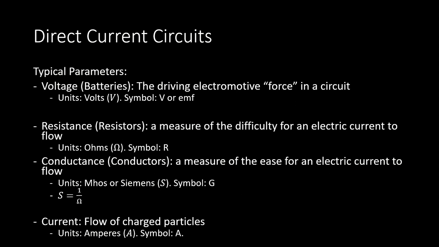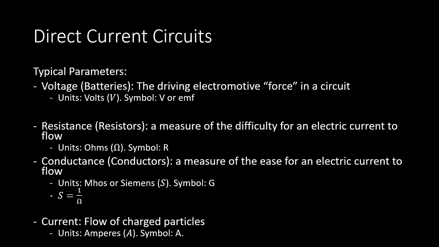Conductance is something that is not usually talked about in a physics course, but shows up more when it comes to biophysics. It's actually just the inverse of resistance. Conductance, which we see in conductor components in circuits, is a measure of the ease for an electrical current to flow, and it is in units of Siemens, usually represented by a G symbol if we're writing it on a circuit.